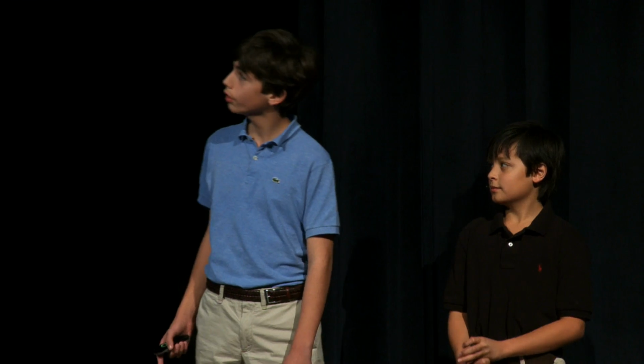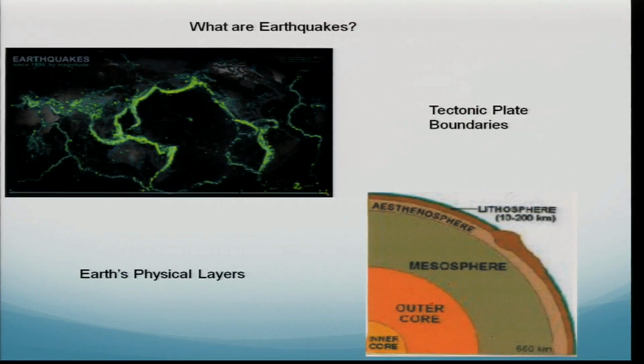Now, these tectonic plates are in a physical layer of the Earth called the lithosphere, which is the upper mantle and crust of the Earth. The lithosphere is 10 to 200 kilometers wide, and this is where they actually are. They float on top of the asthenosphere, which is a very liquidy layer of the upper mantle.